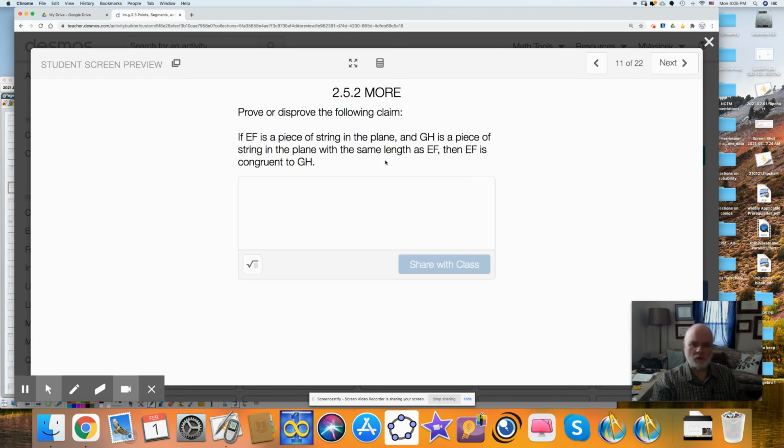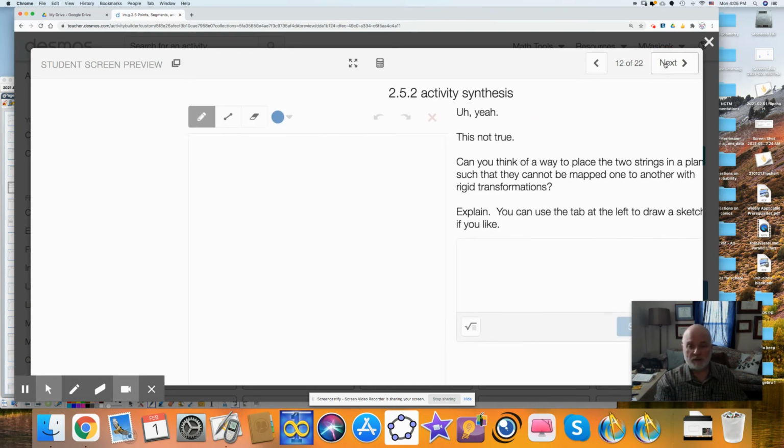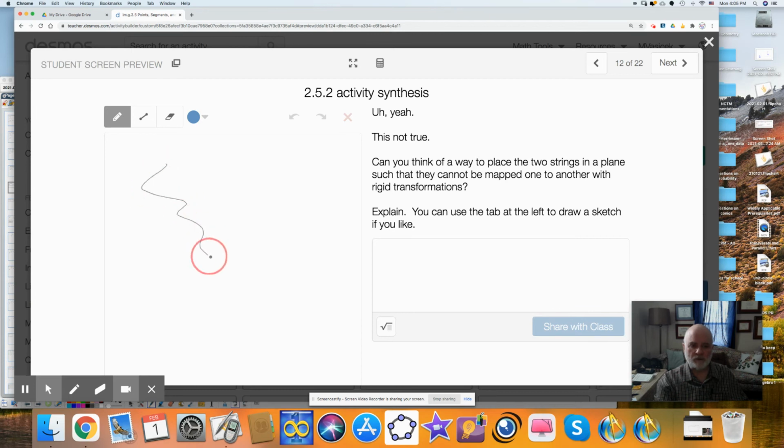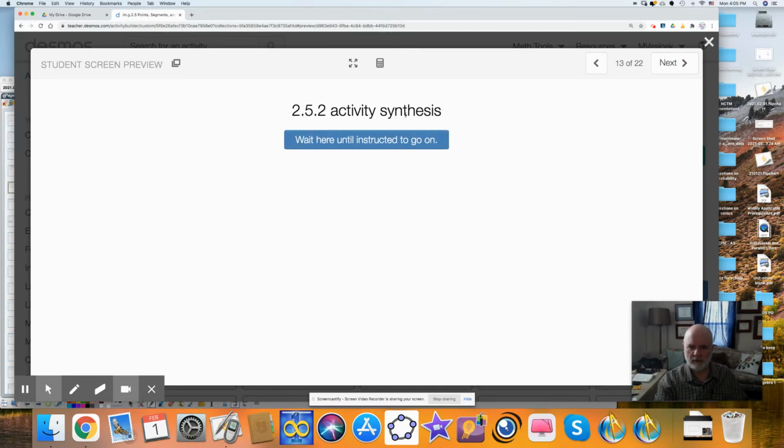Now you could do some more with this. You could say if I have 2 strings and they have the same length in a plane, then they are congruent. Is that true or false? And you could draw one like this with a squiggle, and the other one like this, almost straight. No, it's not true. They might have the same length, but they don't have to be the shortest distance between 2 points. A segment is the shortest distance between 2 points, and that would be like a straight line. And they don't have to be straight if they're a string, so no, it doesn't have to be.